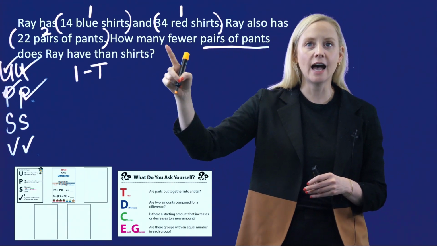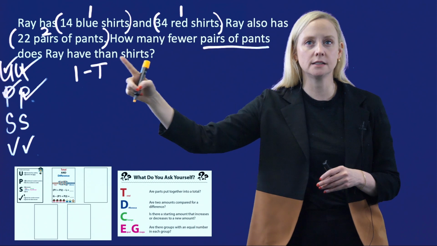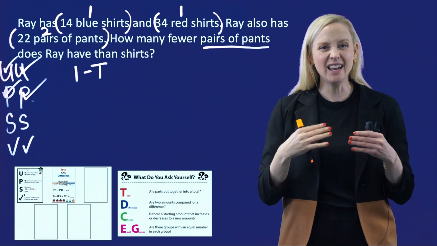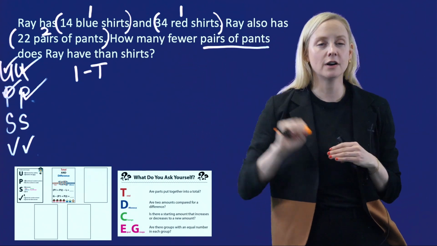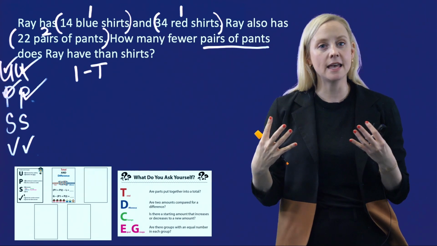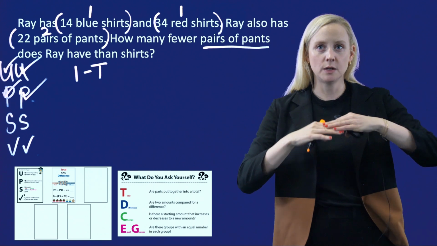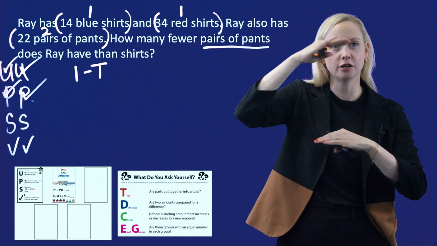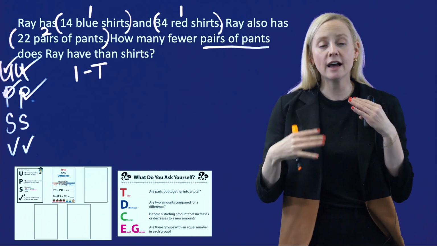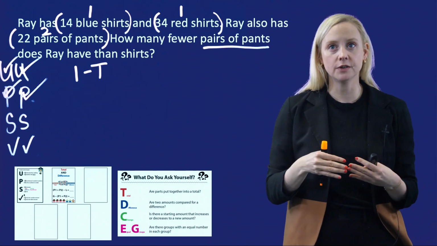Then it says, how many fewer pairs of pants does Ray have than shirts? Here I know that I'm comparing pants to shirts. Here we have our compare word, fewer, that may indicate that we're comparing. So we have pairs of pants, which is our amount that's less, and shirts, which is our amount that's greater. Whenever we're comparing, we know we have a different schema.